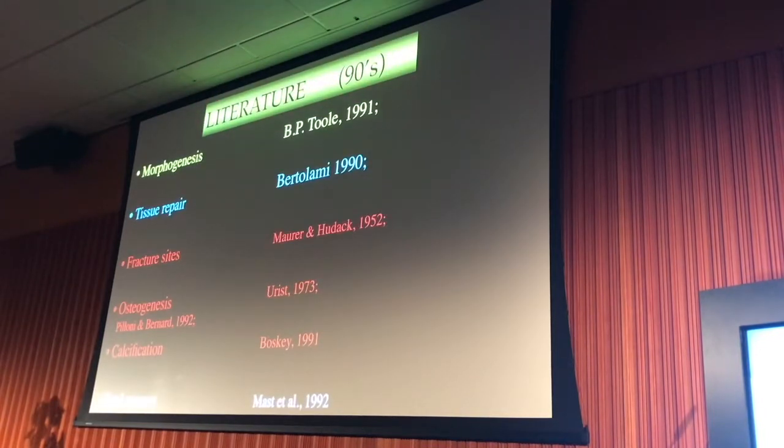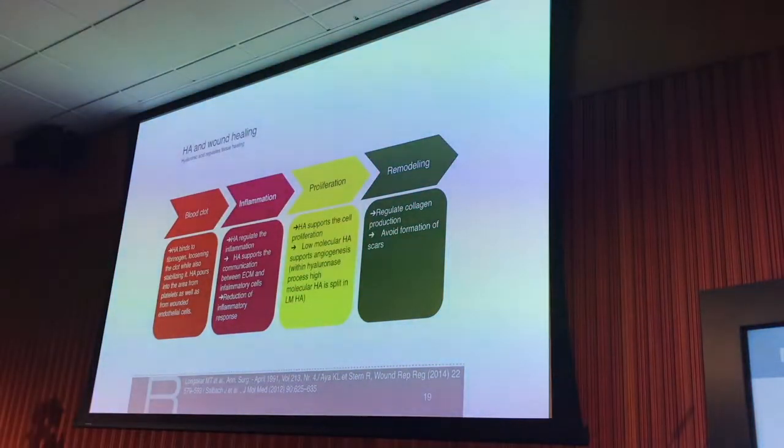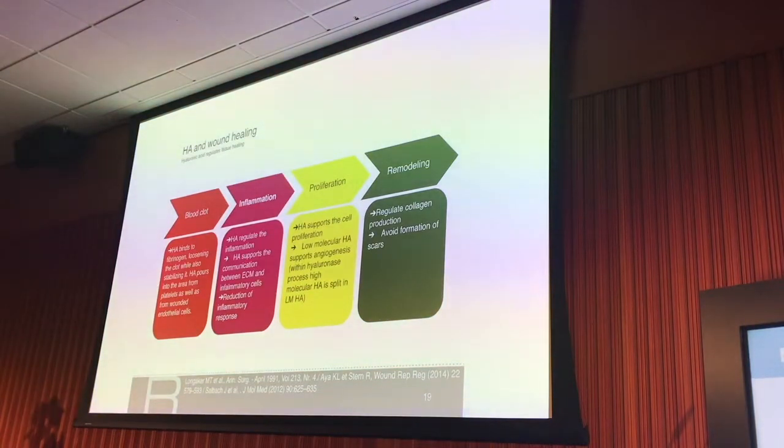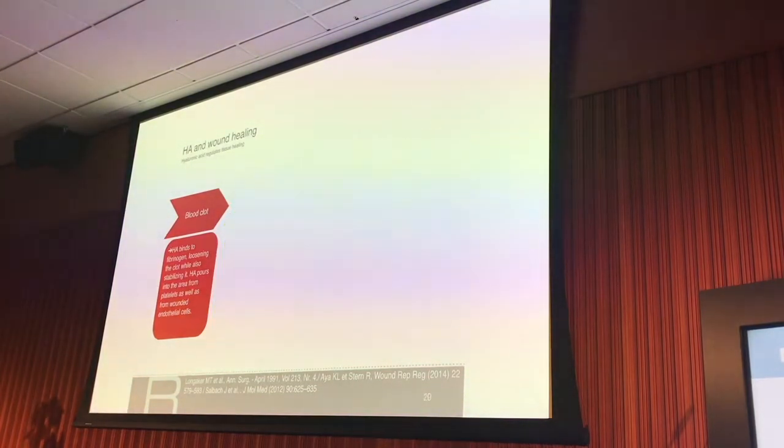And look at the 90s. I mean, the 90s were so productive in terms of looking at HA at different stages of healing, morphogenesis, tissue repair, fracture sites. Our group at UCLA with Dr. Bernard, calcification with Bosky, and fetal surgery. I mean, fetal surgery is a place where HA is everywhere. To make a long story very short, blood clot formation, stabilization, inflammation, proliferation, and remodeling.